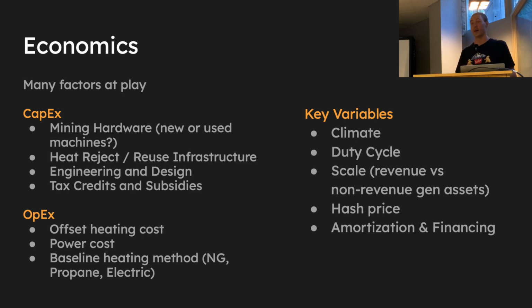Hash price is another big factor here. And that's hard to factor into things. Especially when you're trying to convince a non-Bitcoiner. I promise it could be more, right? And then amortization and financing as well. There's a lot of upfront capital involved.